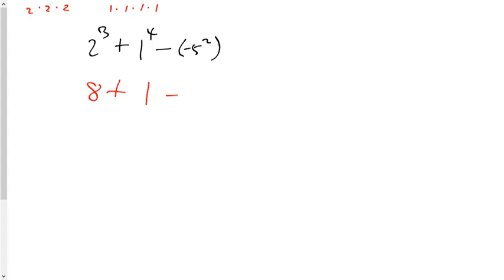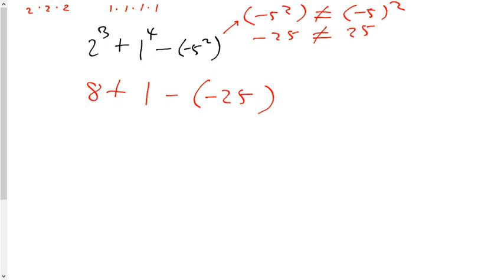And the next one is the tricky part, because remember, this does not equal this, right? When that exponent of 2 is attached to the 5 inside the brackets, this would be negative 5 times negative 5, which is a positive 25. And the opposite of 5 squared is negative 25. So this is going to actually be a negative 25.